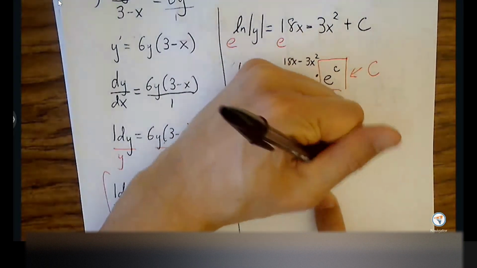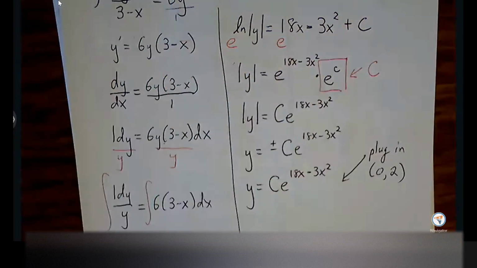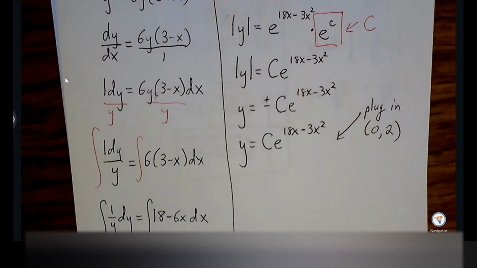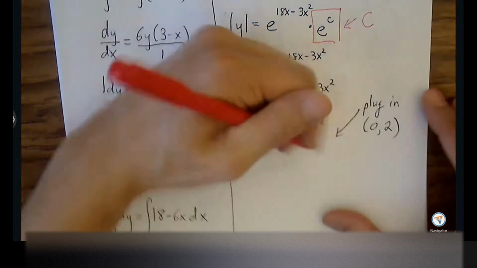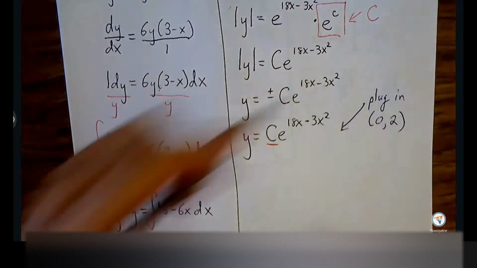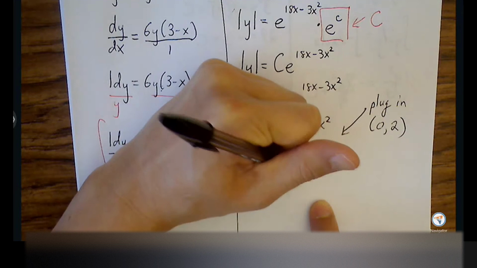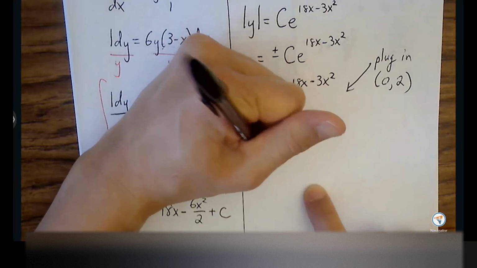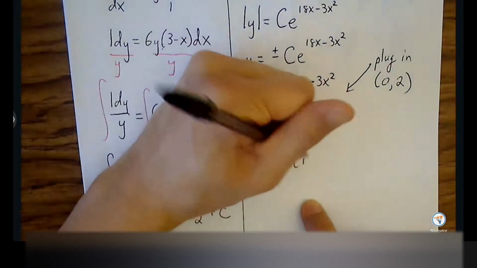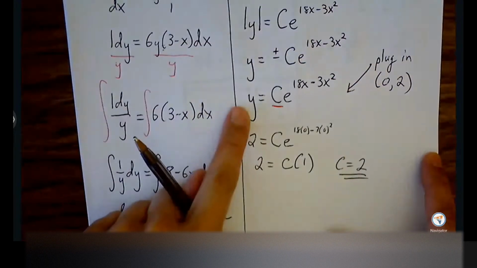Okay. There's my general equation, and now I'm going to work in my ordered pair, and that will help me achieve my C value. So 2 in for Y, 0 in for X. That 0 is going to be helpful. E to the 0 is 1. So C is equal to 2. Now that we have our C value, we're going to update our equation.